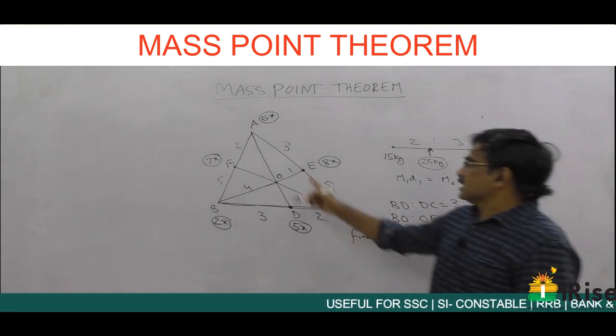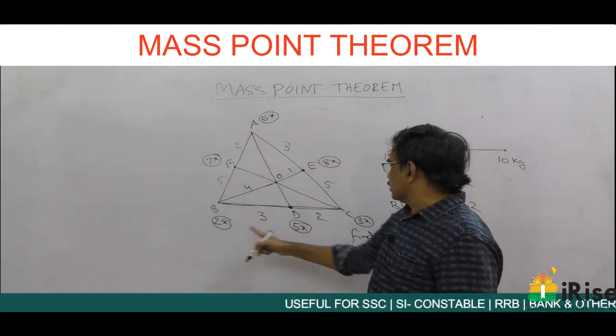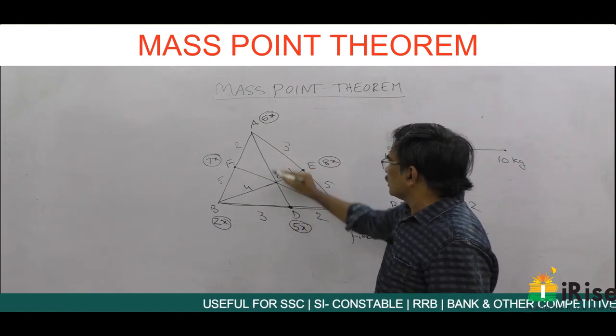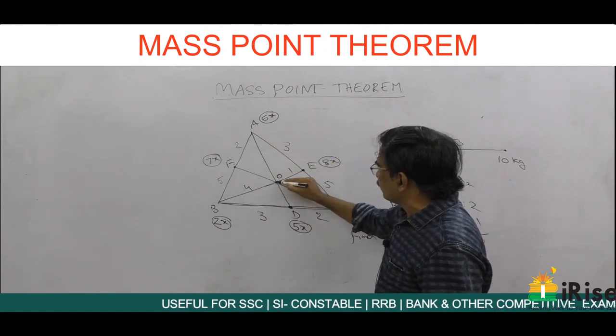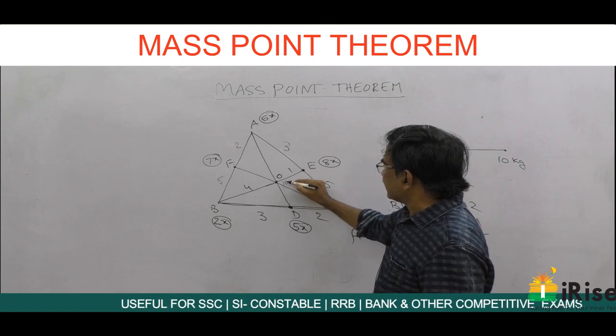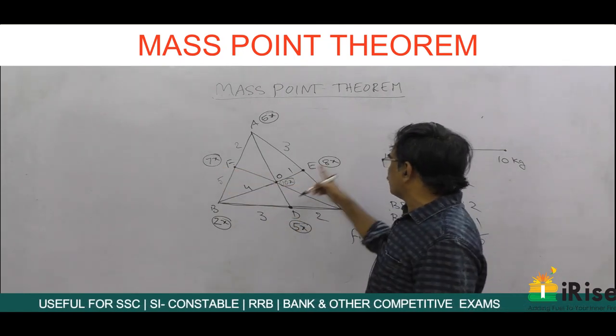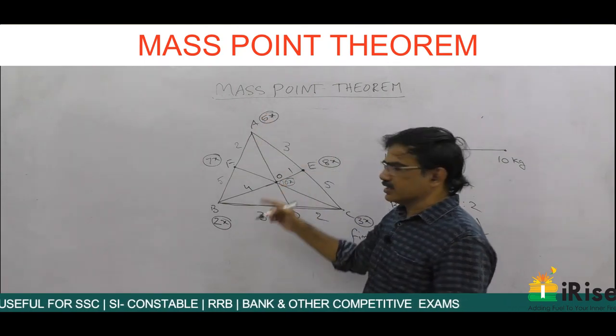Not only this, see carefully, this is 5x, this is 2x, this is 3x, this is 5x, this is 5x, 5x. Totally, consider this as a rod, the total weight at this point is 10x. See carefully, 7 plus 3 is 10x, 2 plus 8 is 10x, 5 plus 5 is 10x.